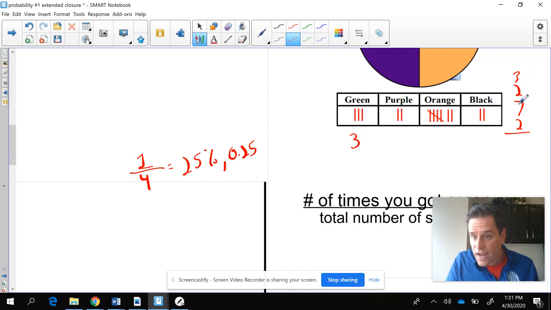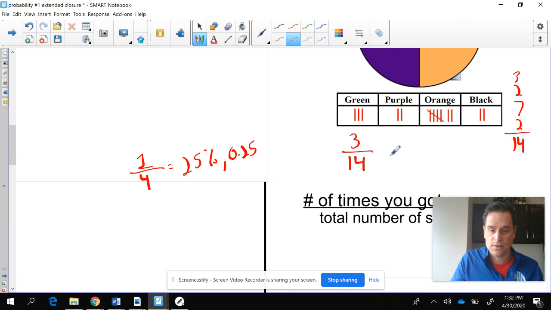3 plus 2 is 5, plus 7 is 12, plus 2 is 14. So the experimental probability is 3 out of 14. Not the same as 1 out of 4. Not the same, right? Sometimes it is exactly the same, but oftentimes it's not, because in real life, things don't happen exactly how you'd like.